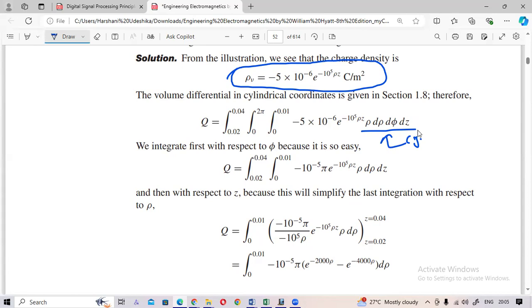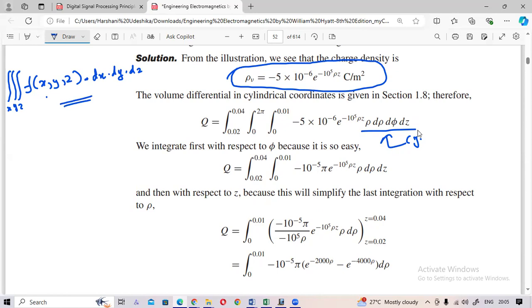So what you should remember: if you need to do the volume charges, let's say that you are given a function of x, y, z in rectangular coordinate. If you are doing the volume integral, the x limit should be there, the y limit should be there, the z limit should be there. So you can do the integral first with x, then with y, then with z. So this is very easy.